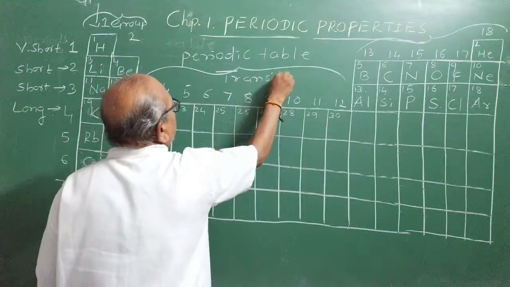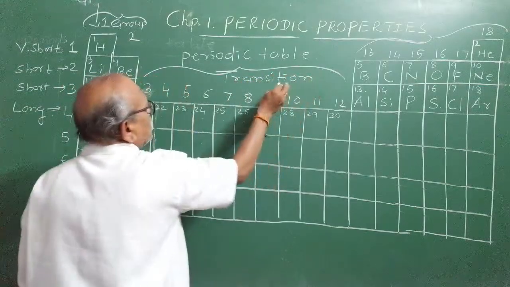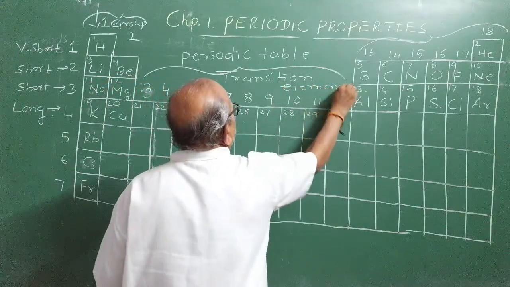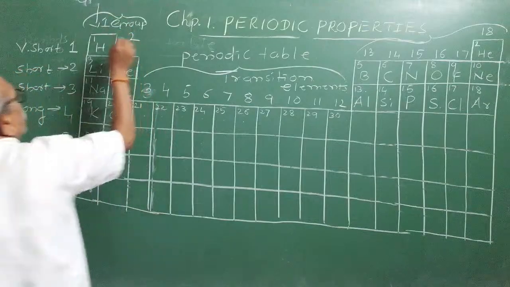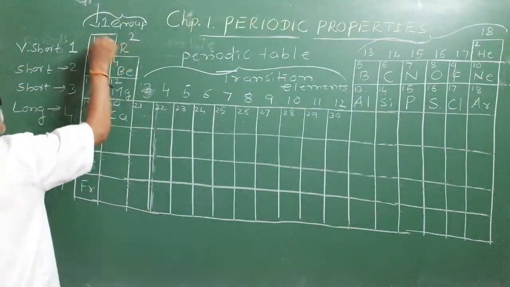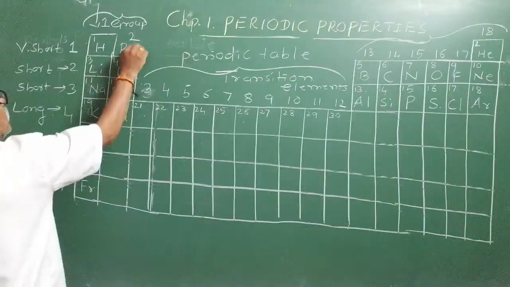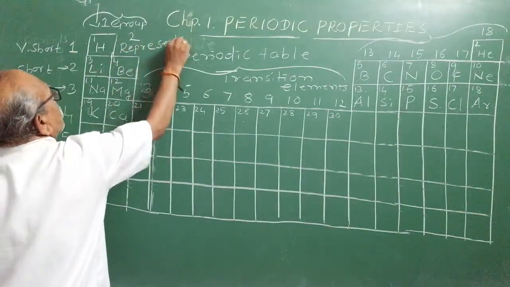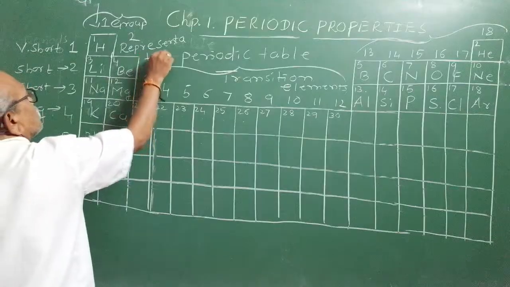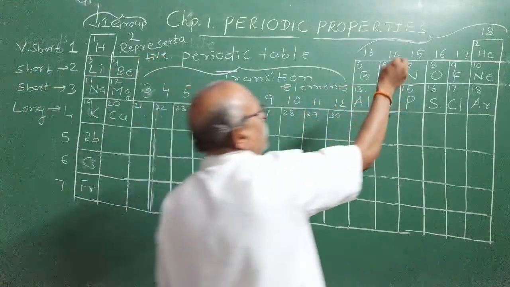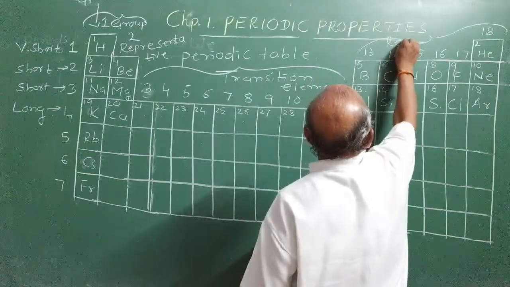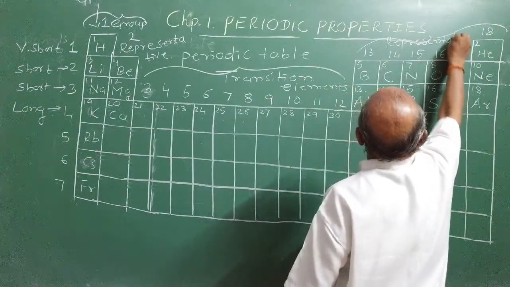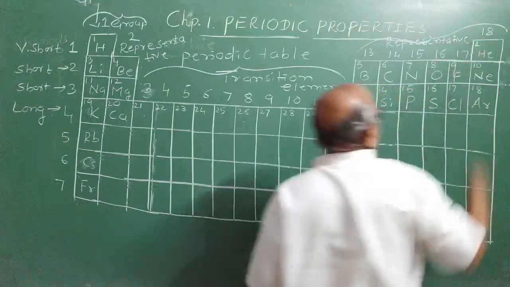Better you draw the diagram. Transition elements. And here these are called representative elements. First and second group elements are called representative elements. Elements from 13 to 18 are also called representative elements. Have the details of the table.